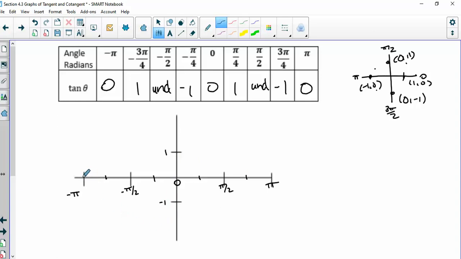So tangent of negative pi, we got 0. At -3 pi over 4, it was positive 1. Negative pi over 2 is undefined. That's a vertical asymptote. At negative pi over 4, we had -1. At 0, it was 0. At pi over 4, it was 1. Pi over 2 was undefined. At 3 pi over 4, it's -1. And pi is back to 0.